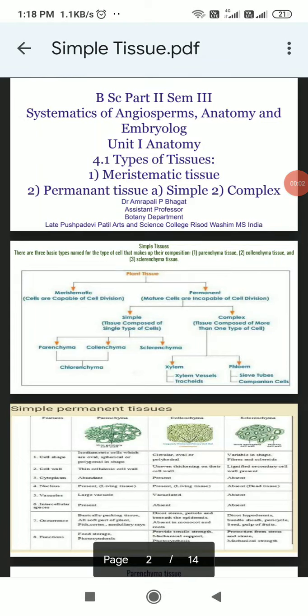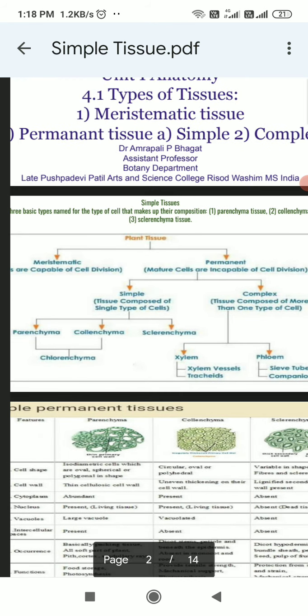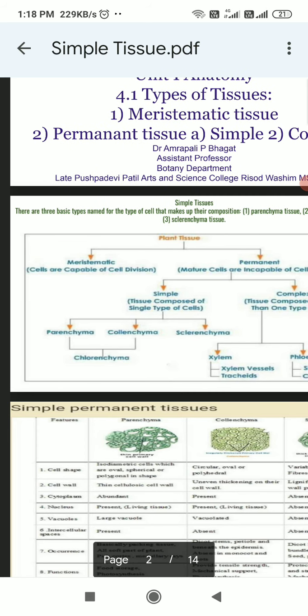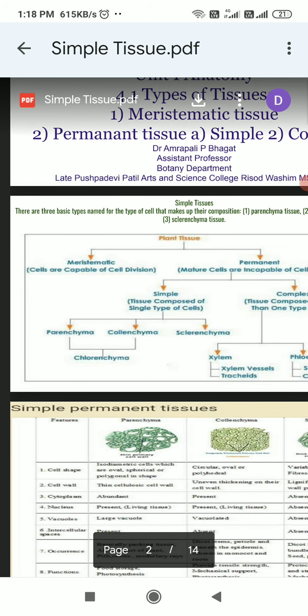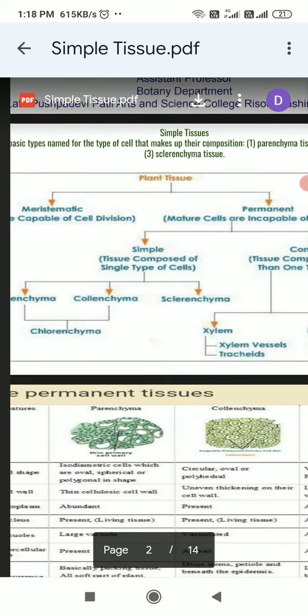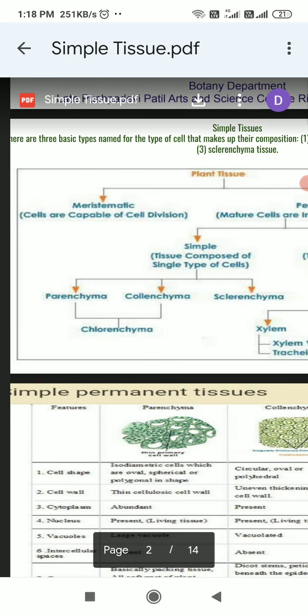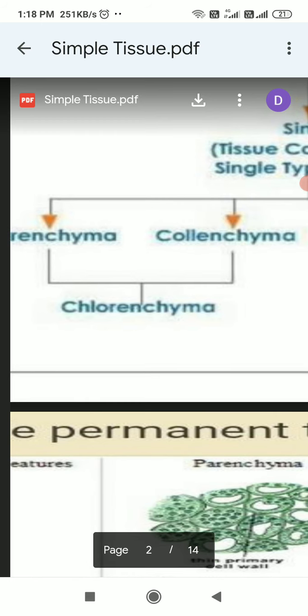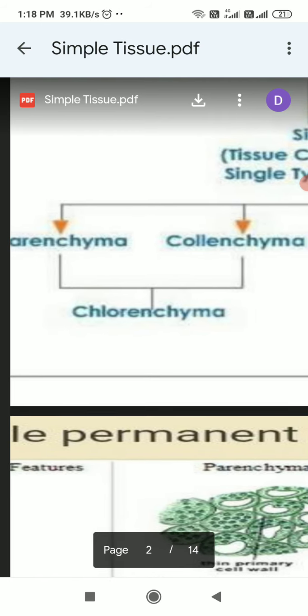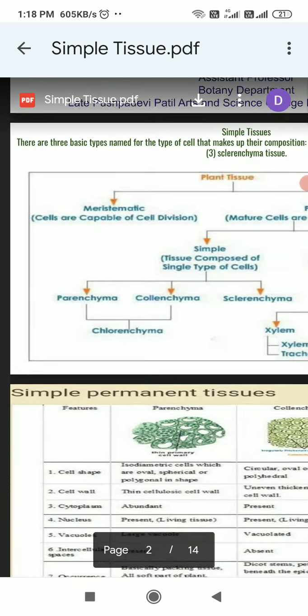Good afternoon, students. Today we are going to learn about simple tissue. There are three basic types of simple tissues, that is parenchyma, collenchyma, and sclerenchyma, and the combination of parenchyma and collenchyma is called chlorenchyma. So this is the combination of two different tissues.